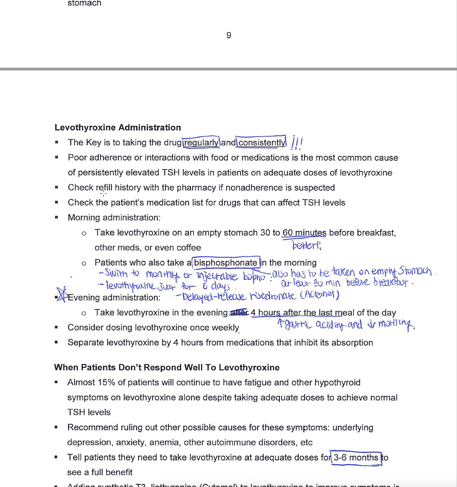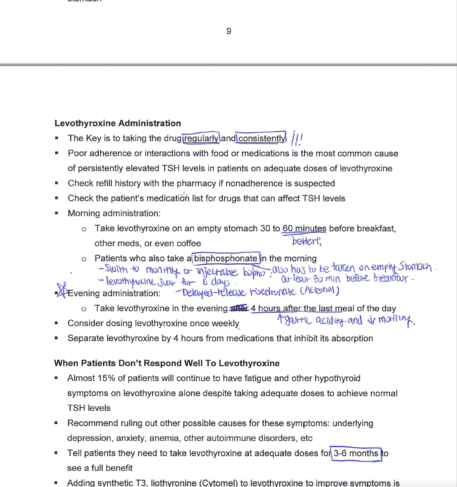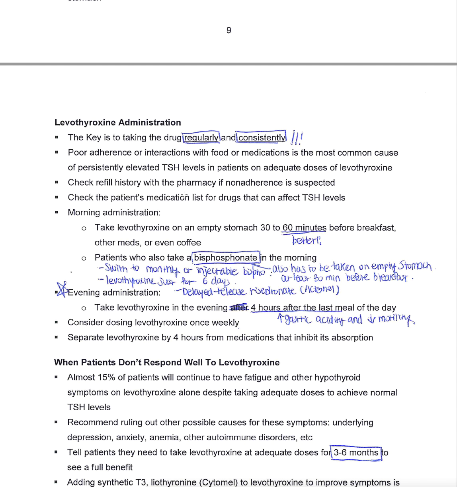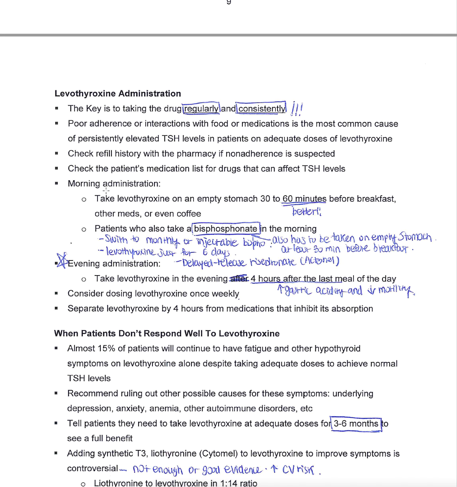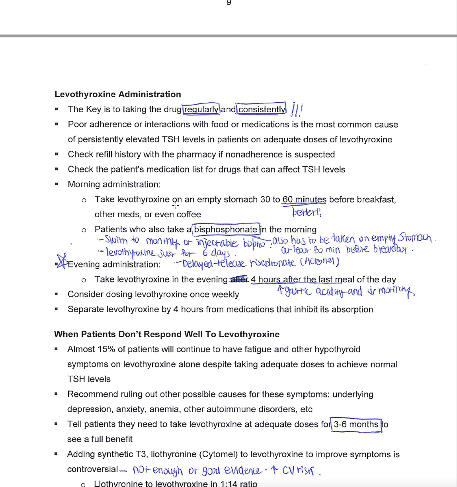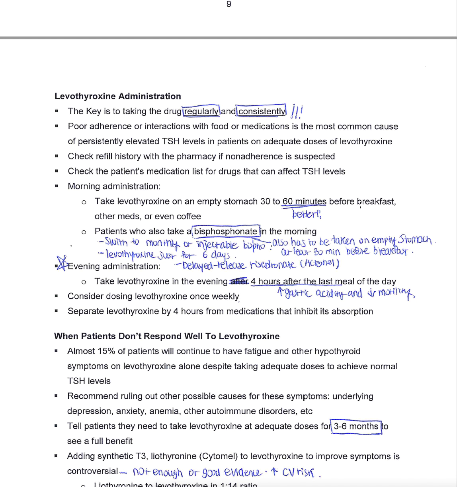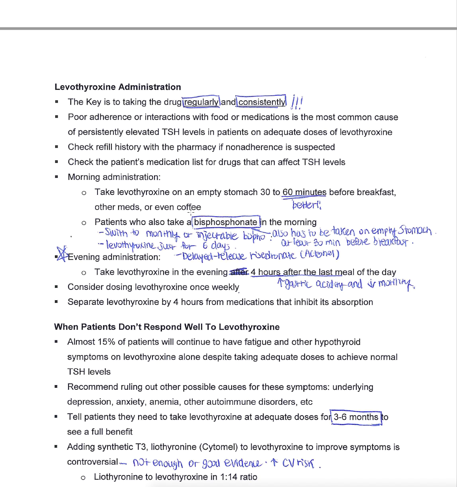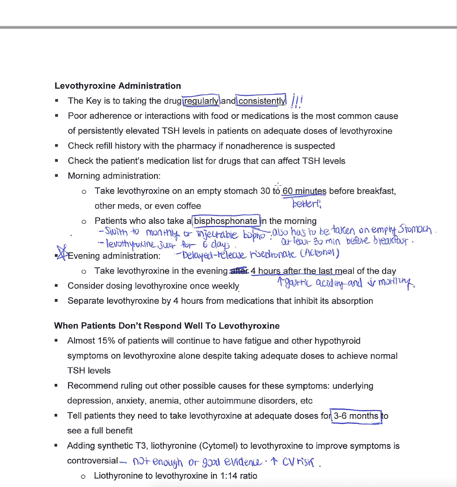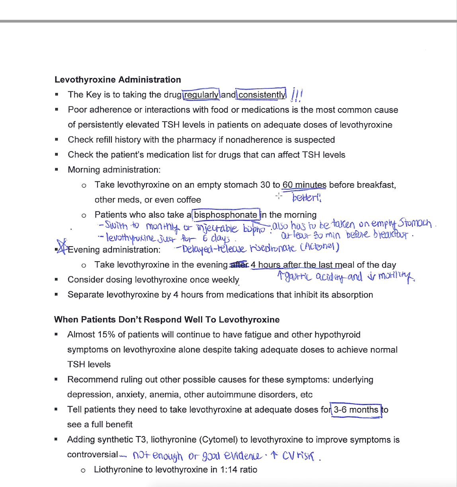And checking the refill history with the pharmacy is another strategy to monitor patients' adherence, and to check patients' medication lists for drugs that can affect TSH level. So the best thing to do is take levothyroxine on an empty stomach 30 to 60 minutes before breakfast, or other meds or even coffee. So 60 minutes is much better compared to 30 minutes, but giving some leeway, the patient can take it about 30 to 60 minutes prior to breakfast.